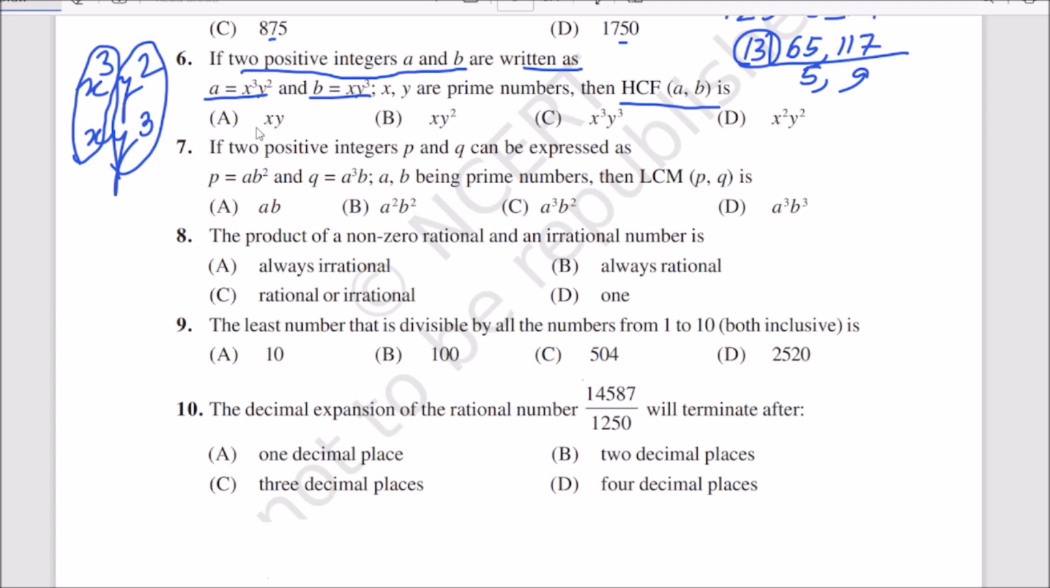So try to identify where is the answer. A is xy, not the answer. B is x y square, so B is the answer.